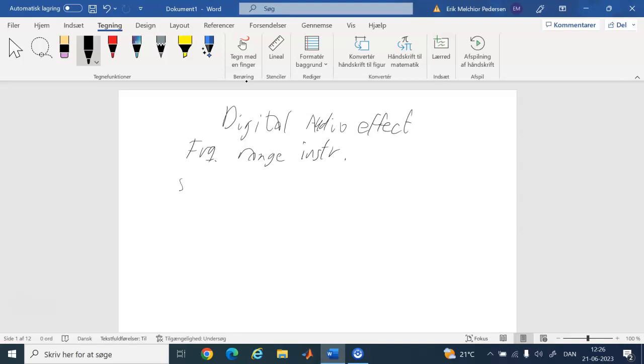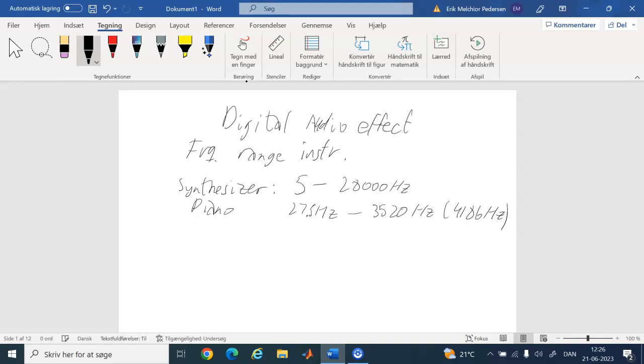For instance, a synthesizer, according to the notes, should be about 5 Hz, very low, to 8000 Hz. Piano, 75 Hz to more than 3520 Hz. I think it should be about 4186 Hz, and so on.